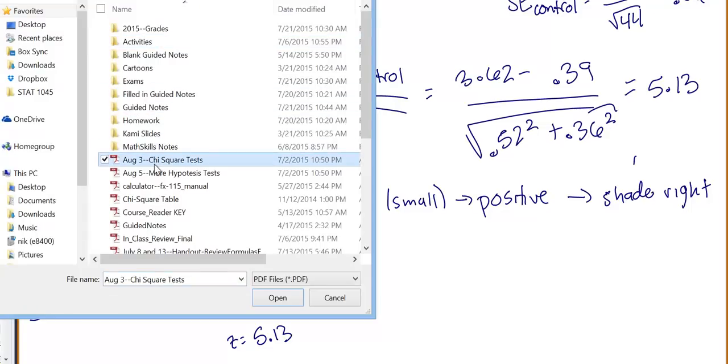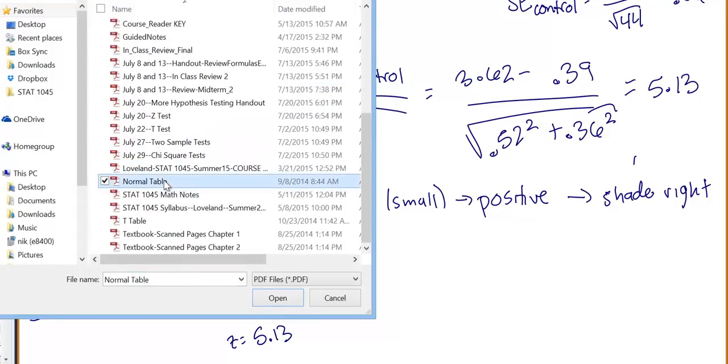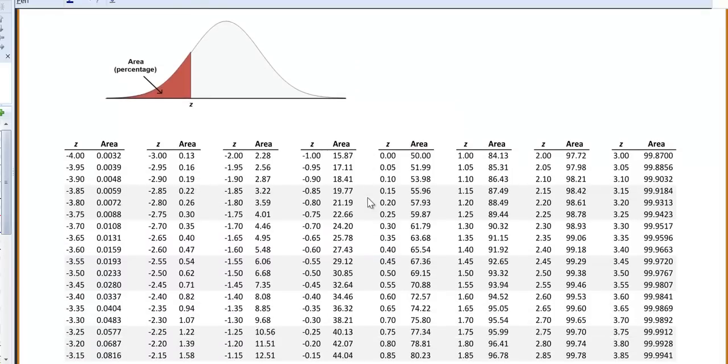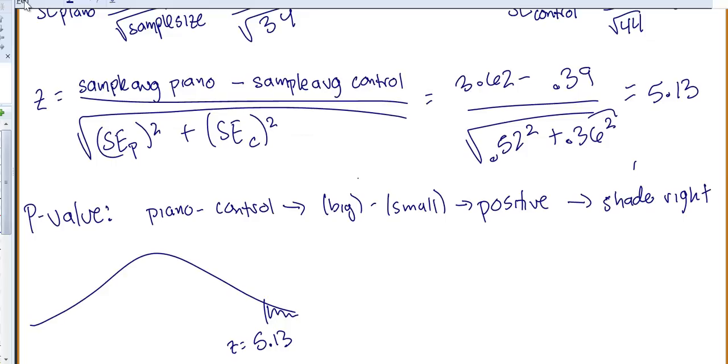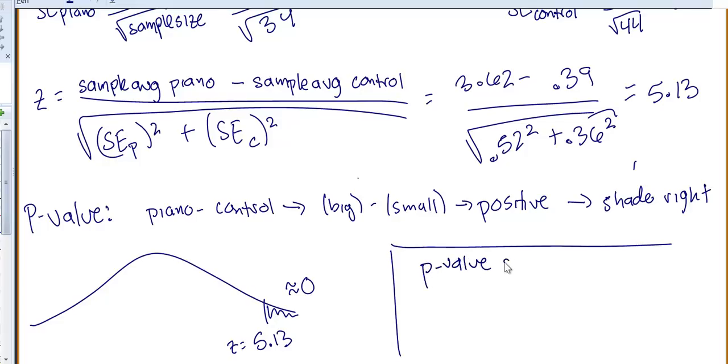So I pull up my normal table. I want Z equals 5.13. So as I continue on my table, 5.13 would be down here. Continue on the pattern. This would be about 100. So the area to the left is about 100. So the area to the right is about 0. So my p-value is about 0. That is a small p-value because it's smaller than 5%. So I will reject the null hypothesis.